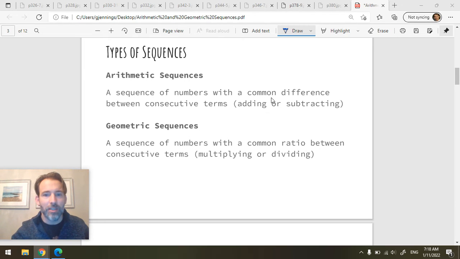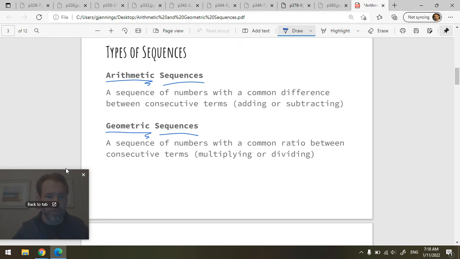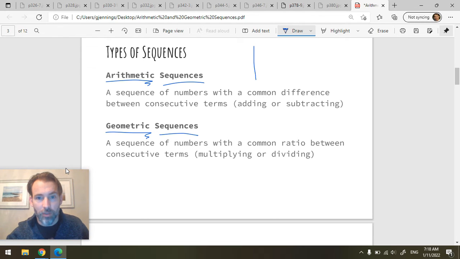Okay, so we get these by adding or subtracting. Geometric sequences, they have a common ratio, and we get those by multiplying or dividing. So we have two flavors of the same concept. We have the sequences, they're the main concept, and then we have the flavors. There's arithmetic ones, there's geometric ones, and they do look quite different. Arithmetic ones, if we plot them on the graph, will make lines. Geometric sequences, when we plot them on the graph, will make exponential curves.